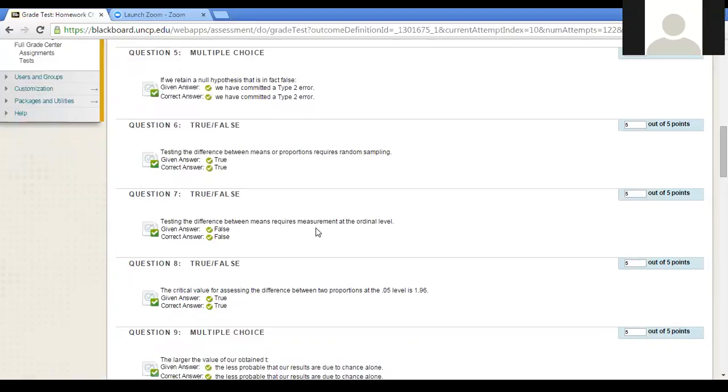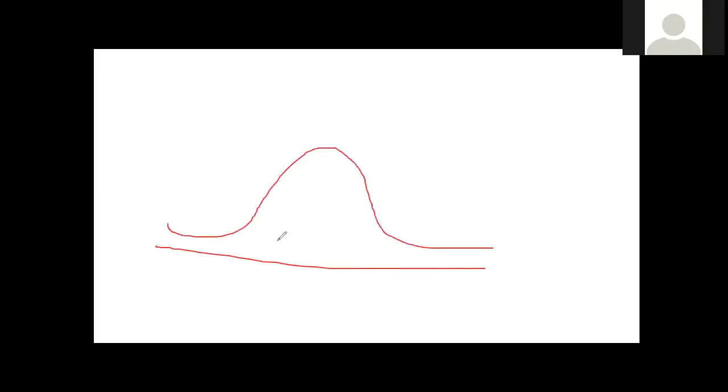So number 8, the critical value for assessing the difference between two proportions at the 0.05 level is 1.96. You know this because when you go to the t-table and you look up alpha equal to 0.05, it always spits out a critical score or a table t of 1.96. So that would be your regions. Your 1.96 would be, this would be your negative 1.96. Sorry for the handwriting. And this would be your positive 1.96. You will learn to memorize that.